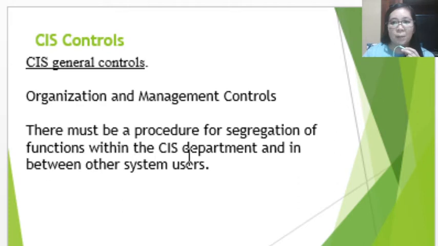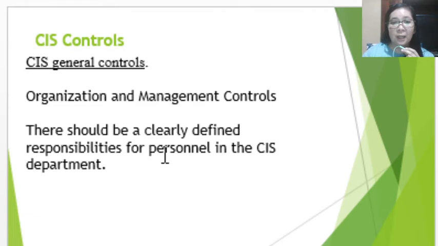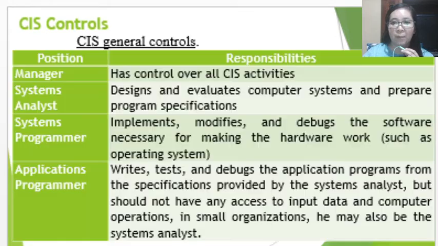So there must be a procedure for the segregation of functions. This is very important within the CIS department and between other system users. So segregation of duties should be emphasized as well to prevent possible fraud that may occur because of incompatible functions. So there should be clearly defined responsibilities for the personnel in the CIS department. So this is very important.